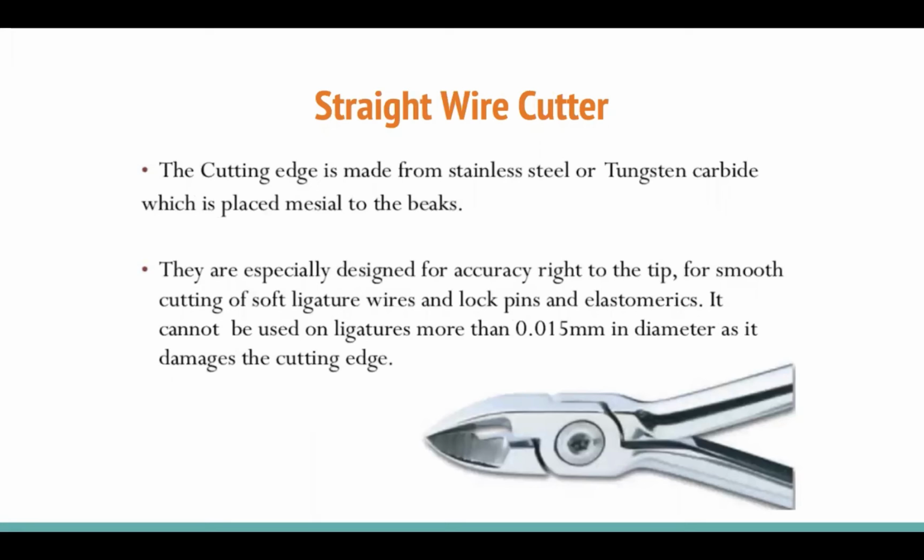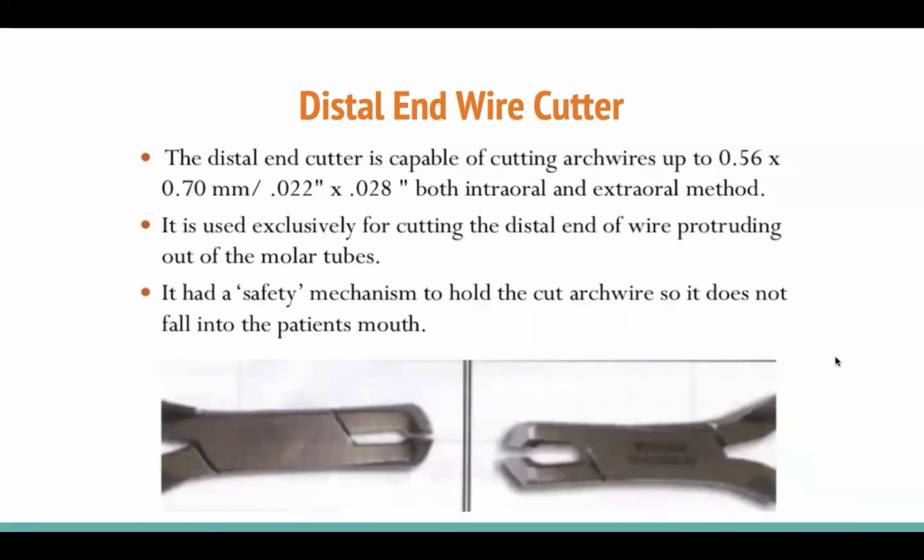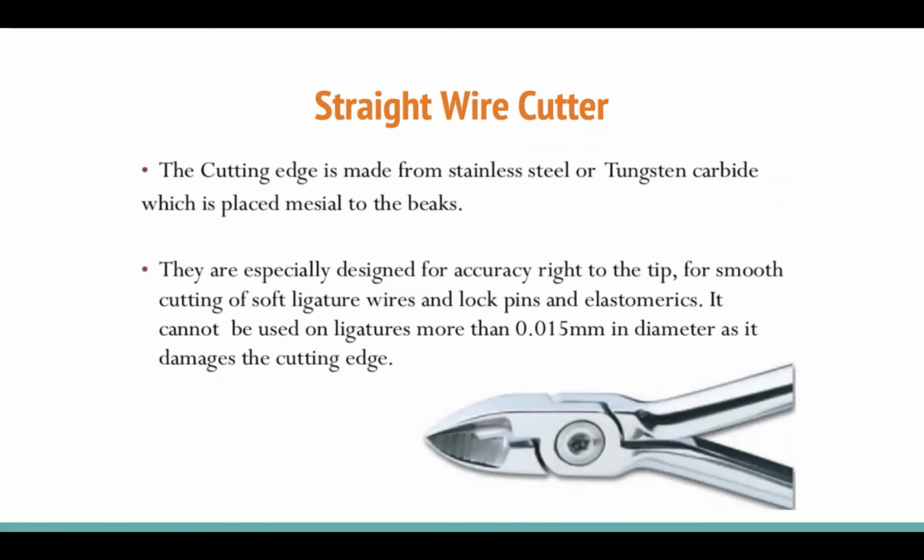So we are done with the bonding. Okay. Now the third stage comes, placement of the wire. Now there are two types of wire. There is the arch wire. Okay. And the other one is the ligature wire. For arch wire, we use a distal end cutter. Okay. And for the ligature wire, we need to use the straight wire cutter.